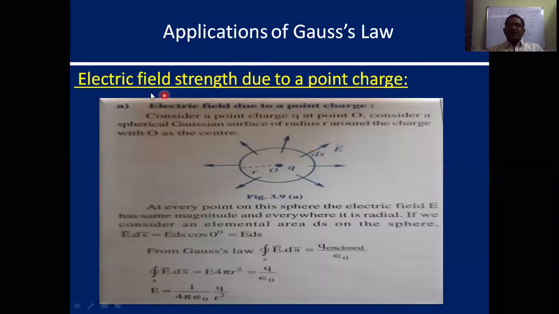The first: how to find the electric field strength due to the point charge. Already we derived the field strength due to the point charge by using Coulomb's inverse square law, that E equals 1 by 4 pi epsilon naught Q by R square. It was discussed in the previous class. So here we have to derive the same formula by using the Gauss law. How to derive?